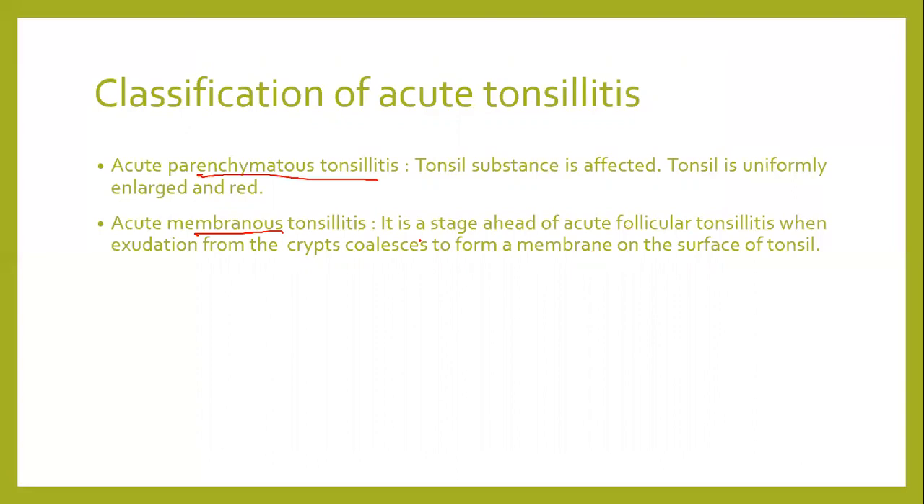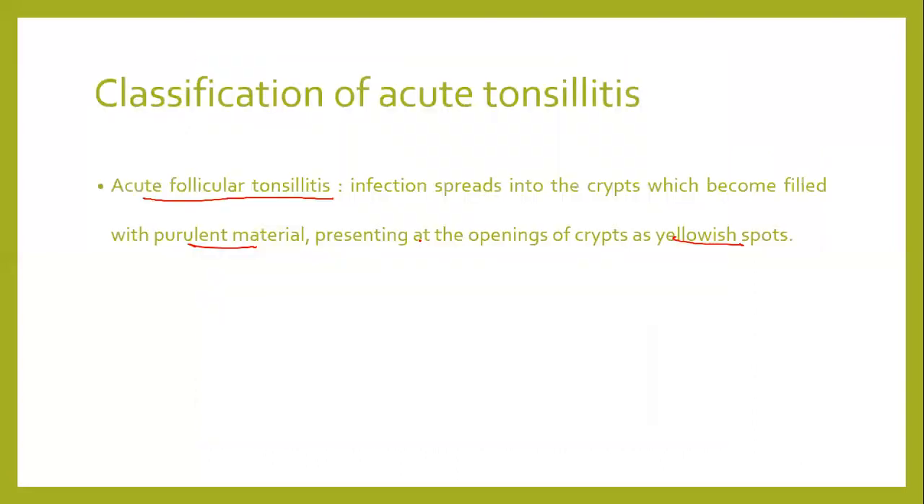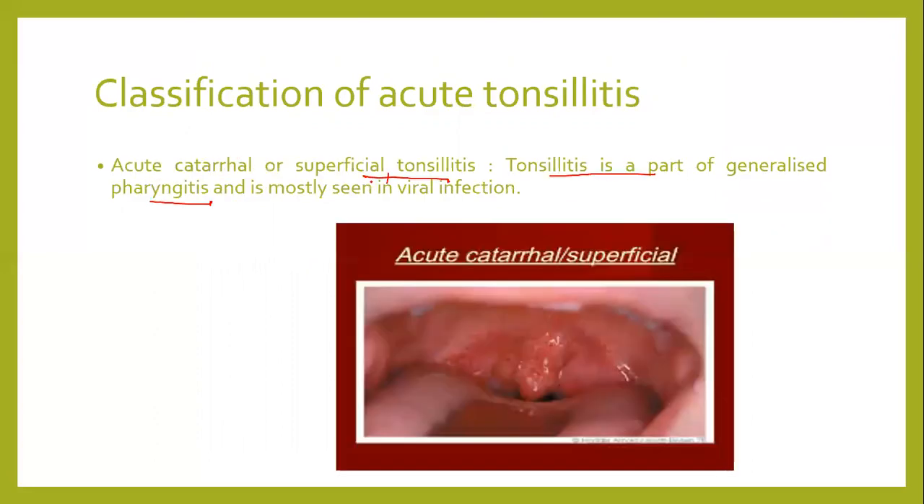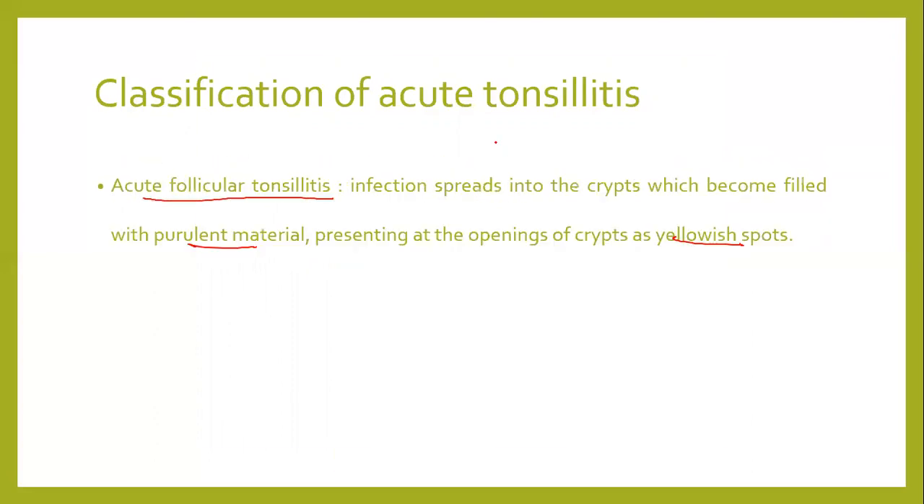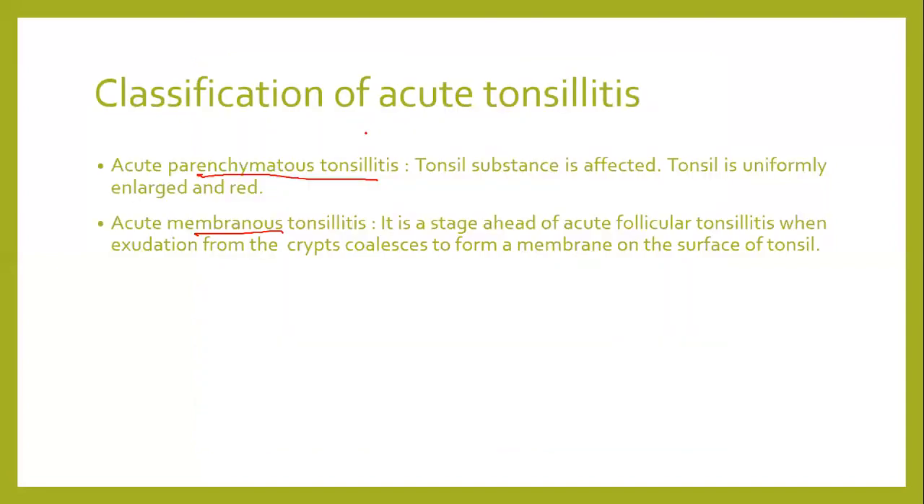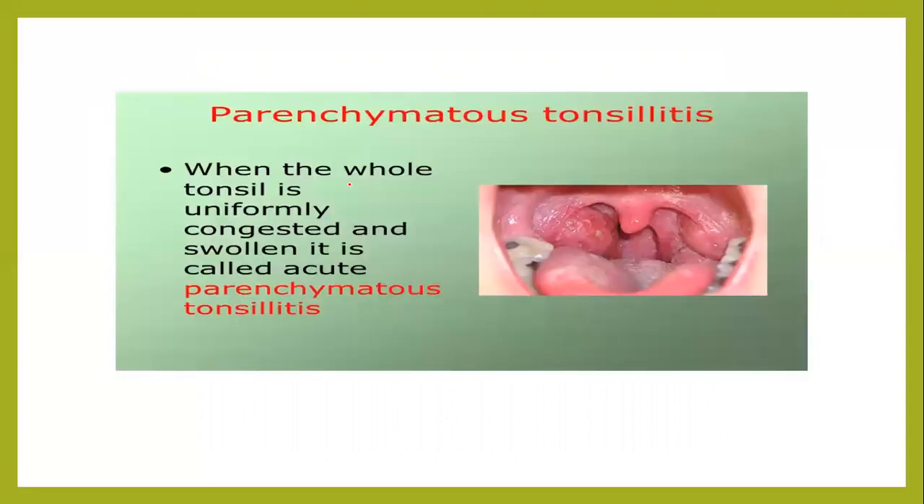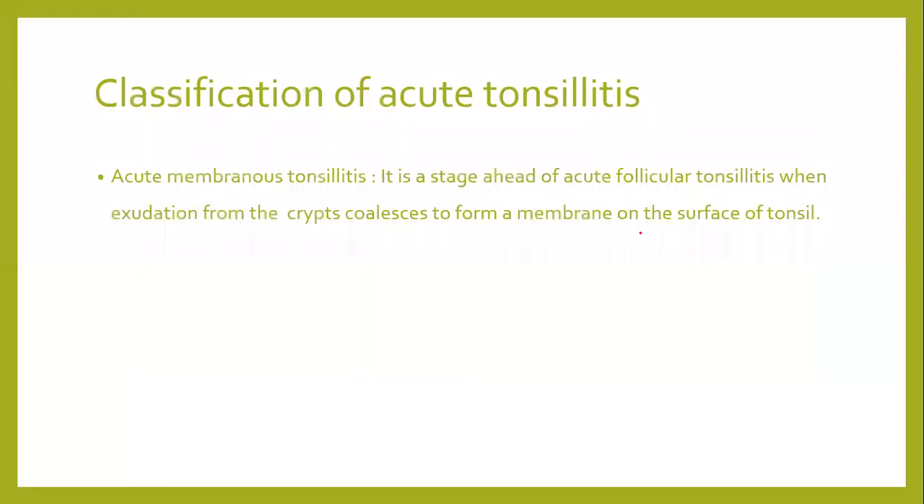So these are the main four classifications of acute tonsillitis: acute catarrhal or superficial tonsillitis, acute follicular tonsillitis, acute parenchymatous tonsillitis and acute membranous tonsillitis. This is a picture of parenchymatous tonsillitis. When the whole tonsil is uniformly congested and swollen, it is called acute parenchymatous tonsillitis. You can see the uniform enlargement of the tonsils.